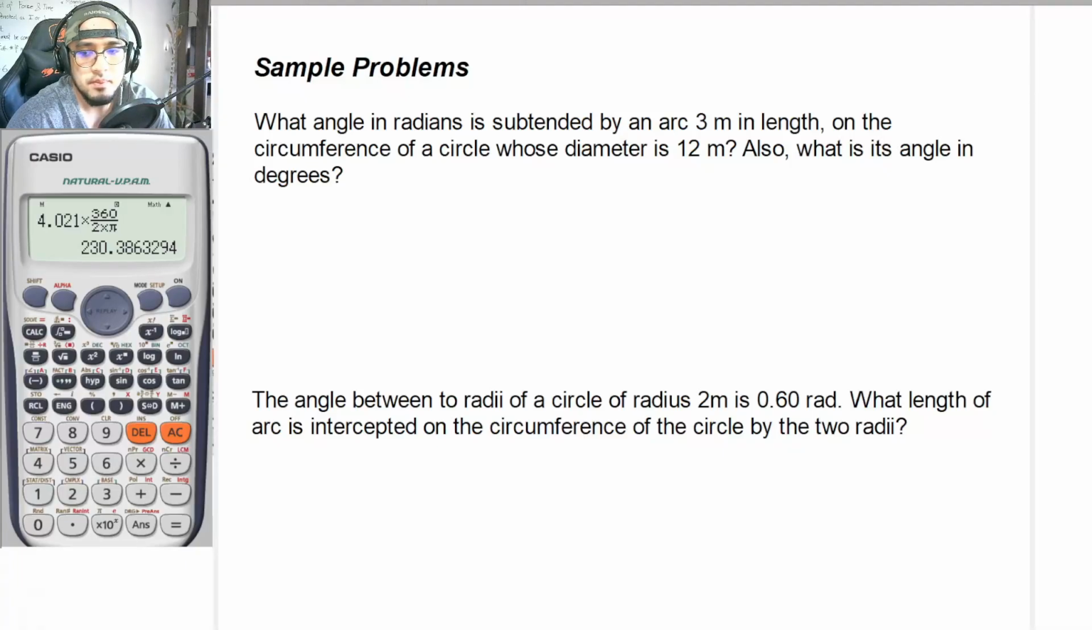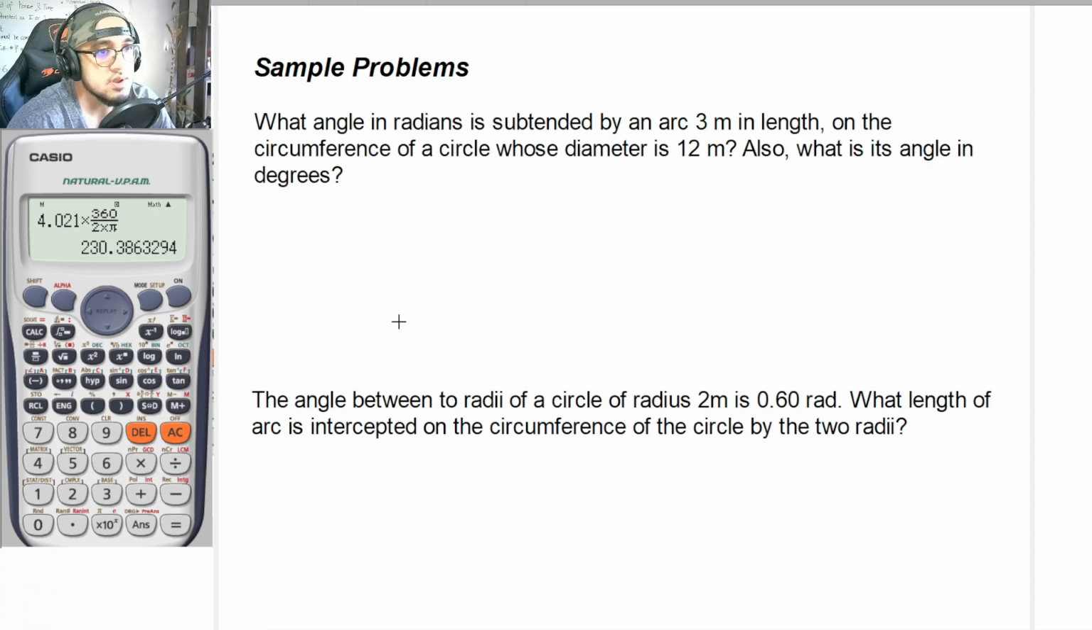Okay, so sample problems using all of the formulas and all of the knowledge that we have acquired earlier. So in this sample problem, what is to be the angle in radians? What angle in radians is subtended by an arc 3 meters in length on the circumference of a circle whose diameter is 12 meters. Also, what is to be its angle in degrees?